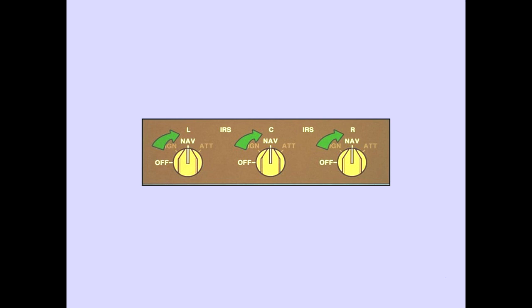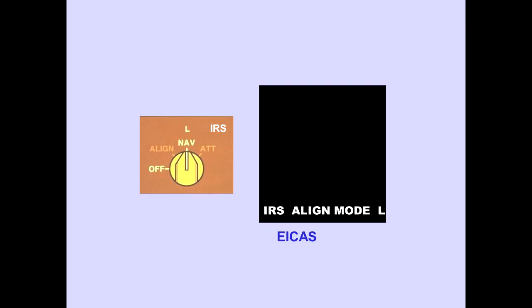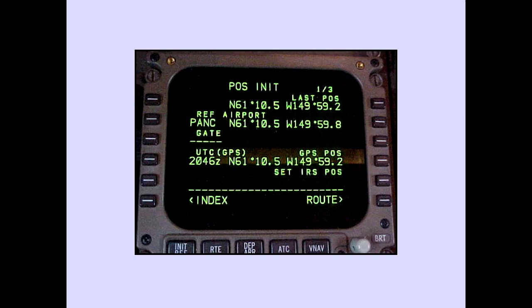The alignment process is initiated by rotating the selector from off directly to nav. The alignment completes in 10 minutes. After an internal self-test, the ICAS memo message, IRS Align Mode, is displayed, indicating alignment is in progress. Present position is then entered using the FMS CDU.